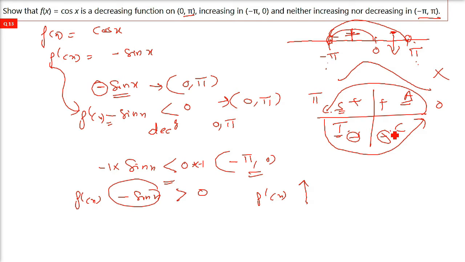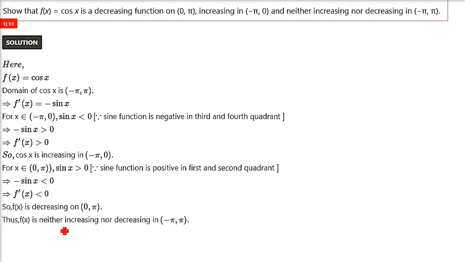Please remember, in the third and fourth quadrant, sine is always negative. First and second quadrant, sine is always positive. That is why when you put negative in front, it will be inverted. So this increasing and decreasing has changed because of the minus sin x. F dash x was minus sin x. Now this is the explanation which I gave, and I would encourage you to draw the diagram that will make it more fruitful.